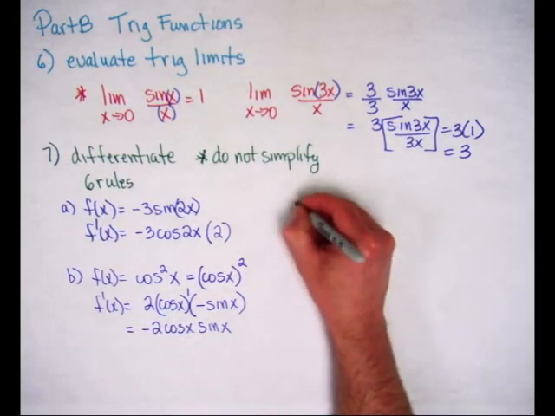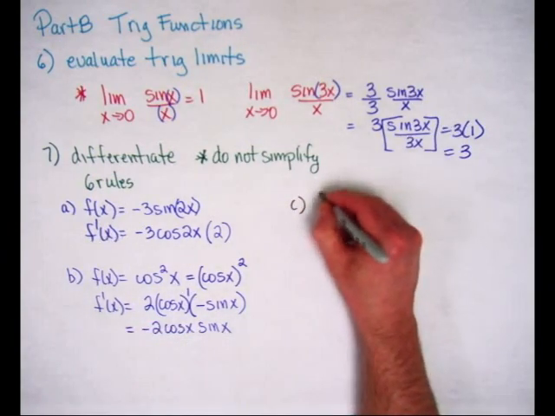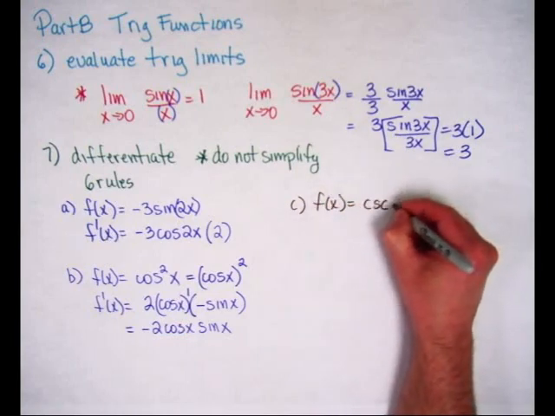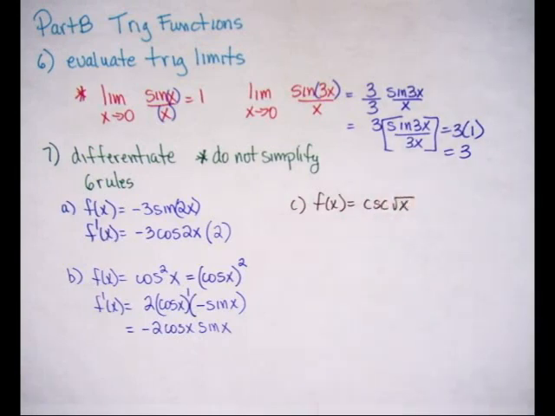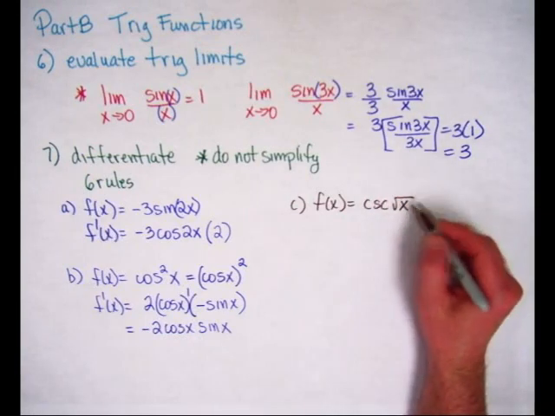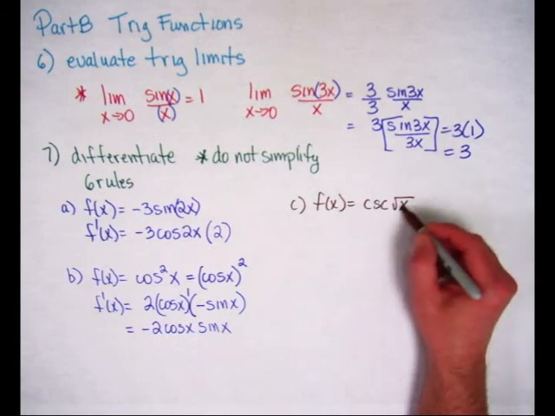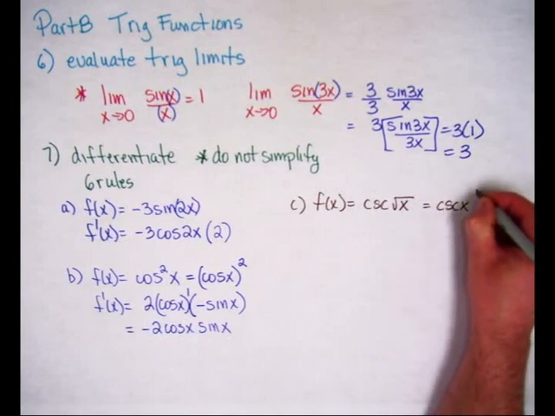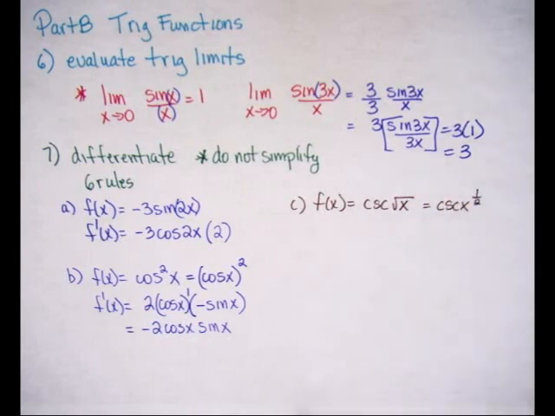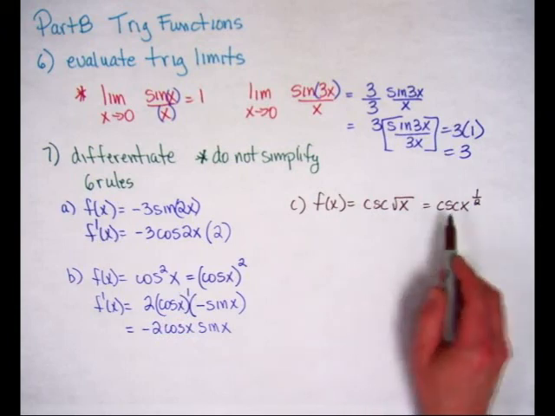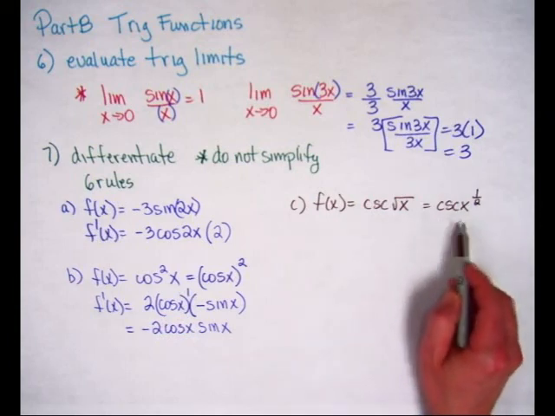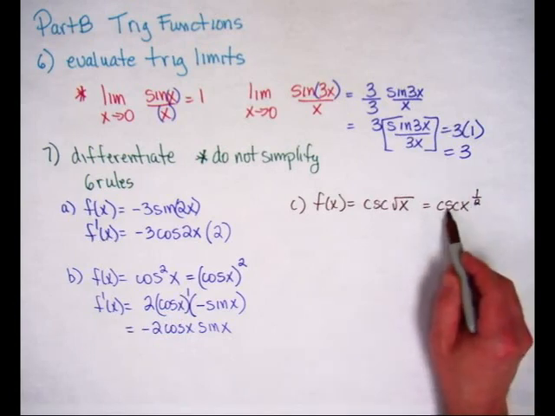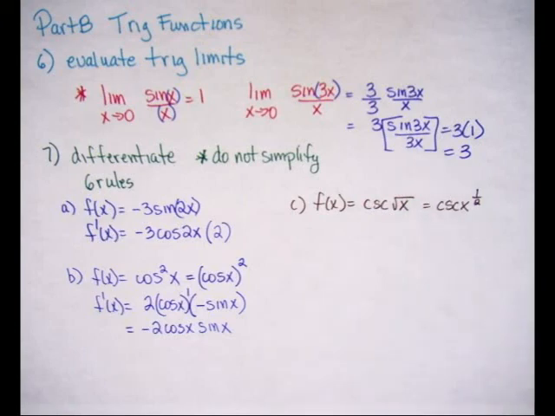We'll do another one here. What if we had the function f of x equals cosecant of root x? So in this case, the exponent isn't with the trig function. The exponent is with the argument. This would be cosecant of x to the 1/2. The reason why I picked this question is there's a big difference between cosecant x all to the 1/2 or just cosecant of x to the 1/2. In this case, the argument is x to the 1/2. The cosecant function itself is not being rooted.